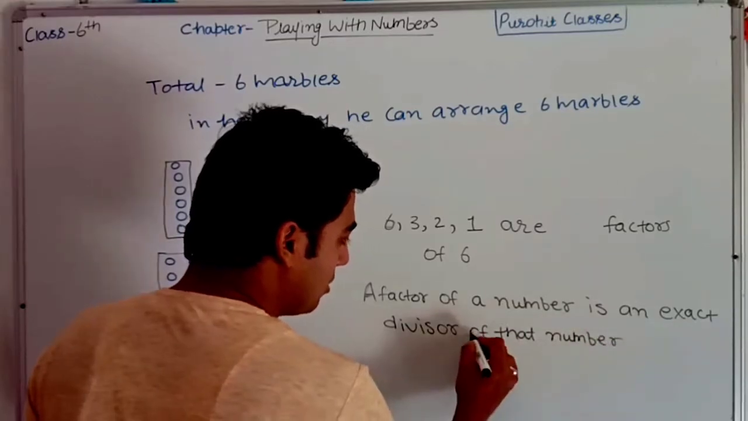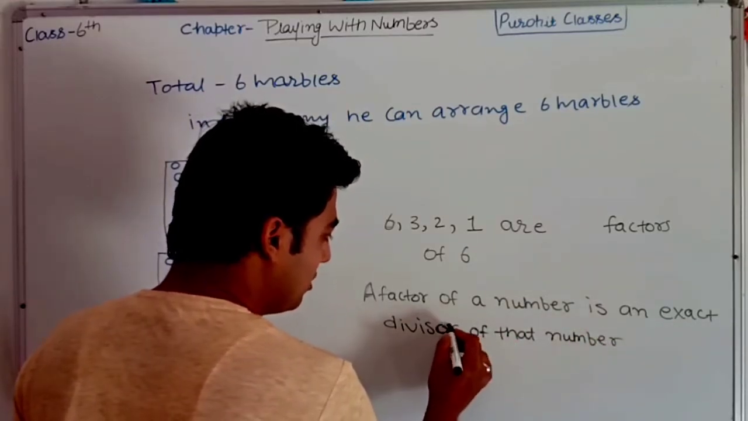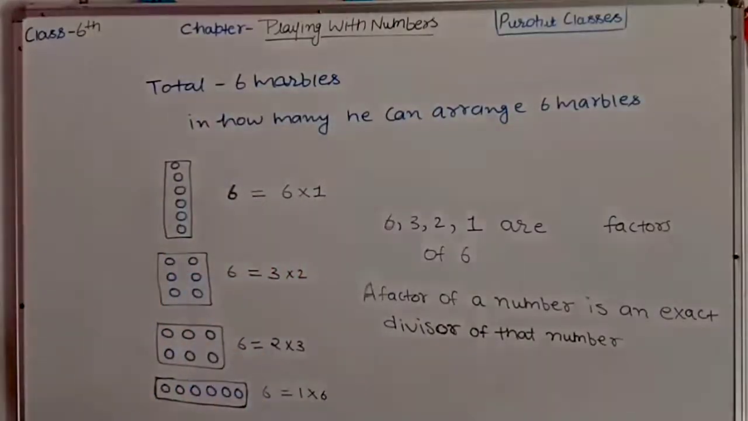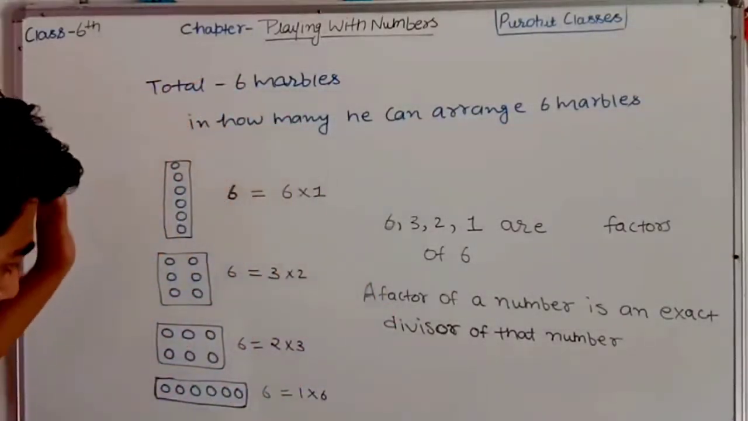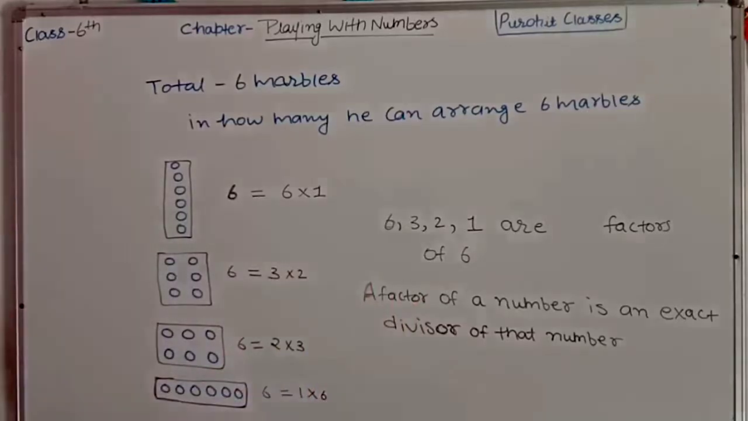Getting? So this was the way by which we have understood. So this is the definition of factor. You have to note all the things in your notebook. You have to note down all the things.